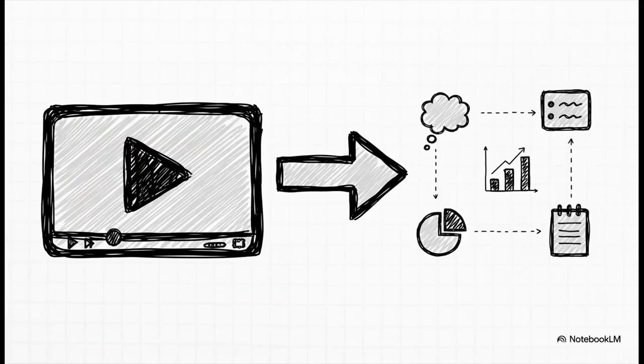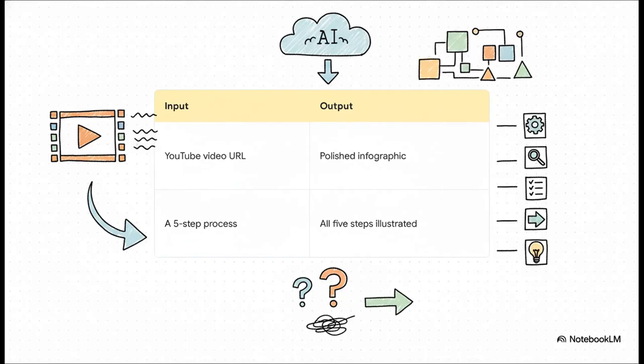So for our first example, let's take something we all do. You watch a great YouTube video, it's packed with information, and you want to save the key points without having to rewatch the whole thing over and over again. All you do is grab the URL of that video, say one that explains a 5-step process, and you just paste it into NotebookLM. And boom, a few seconds later you get this clean, professional-looking infographic that lays out all 5 steps, complete with icons and summaries. No more scrubbing through the timeline.